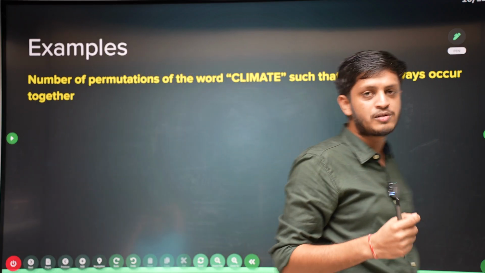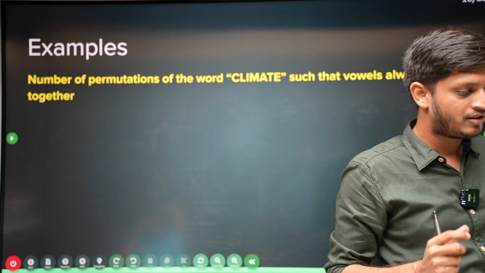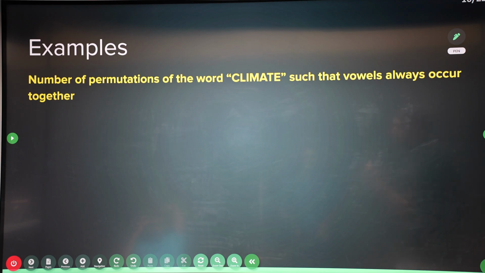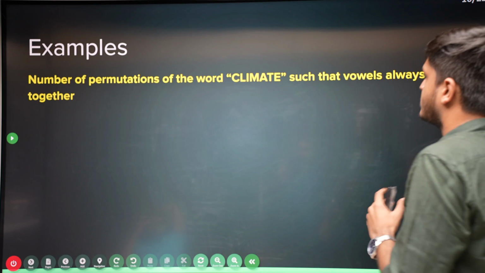Okay, try to reduce the problem. Try to remember the rule of product. Try to reduce the problem and then solve it. So, the number of permutations of the word CLIMATE such that the vowels always occur together.